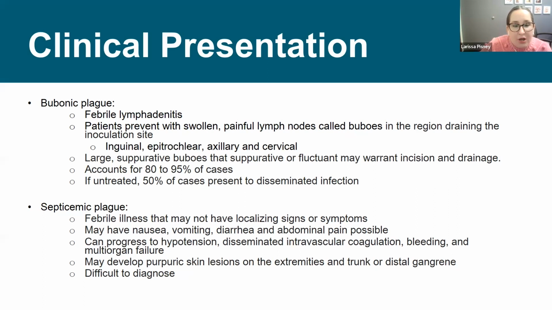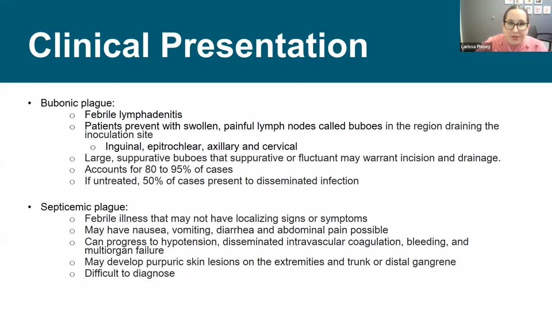The next form I want to talk about is septicemic plague. So this can occur in one of 2 ways. It can either be the first symptom of plague or may develop as a result of untreated bubonic plague. So this is very nonspecific and requires a high level of clinical suspicion to make the diagnosis. So it can be a febrile illness that doesn't have any localizing signs or symptoms. Patients can have GI symptoms, including nausea, vomiting, diarrhea, and abdominal pain. It can progress to a life-threatening illness with shock, DIC, bleeding, and multi-organ failure.